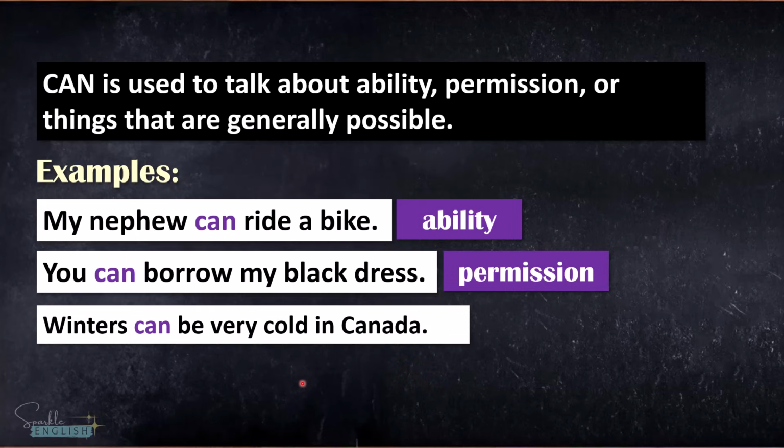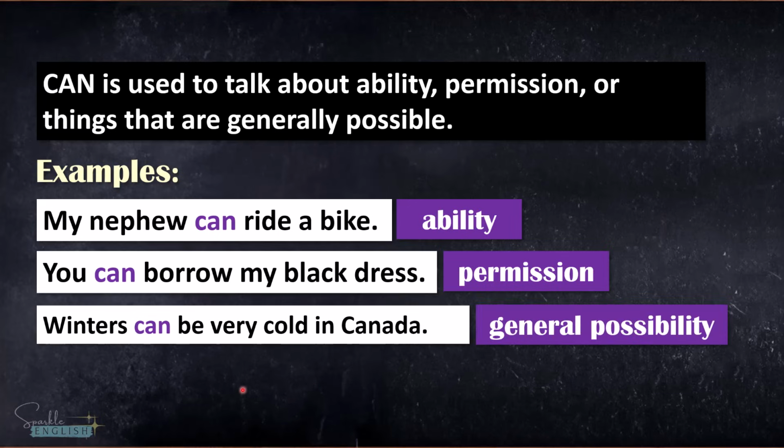Another example, you can borrow my black dress. In this example, can is used to give permission. I allow you to borrow my black dress. Winters can be very cold in Canada. In this example, can is used to express something that is generally possible. As we go through this lesson, I recommend you write a practice sentence and you can share that in the comments section. What is something you can do?